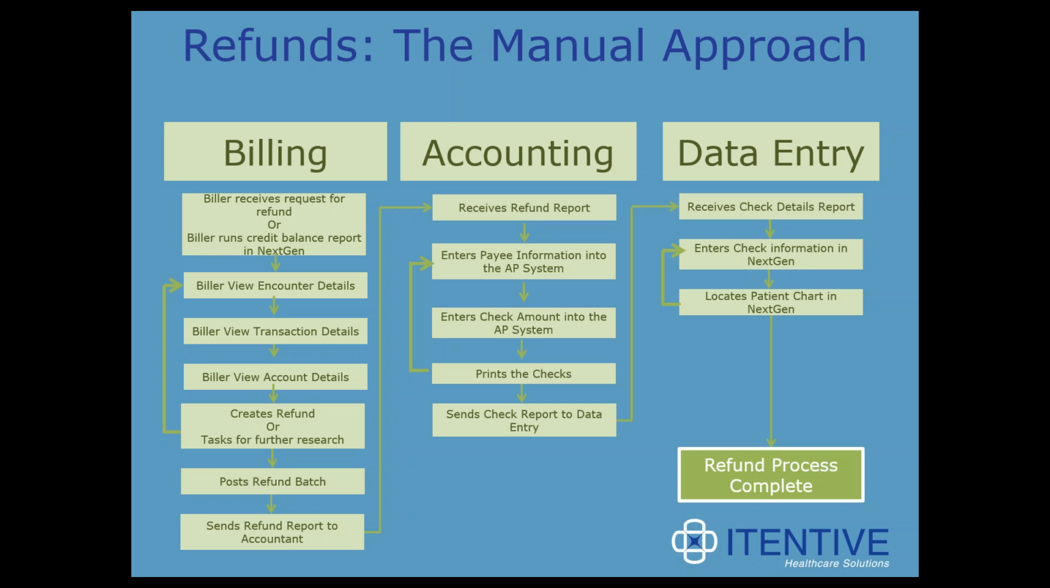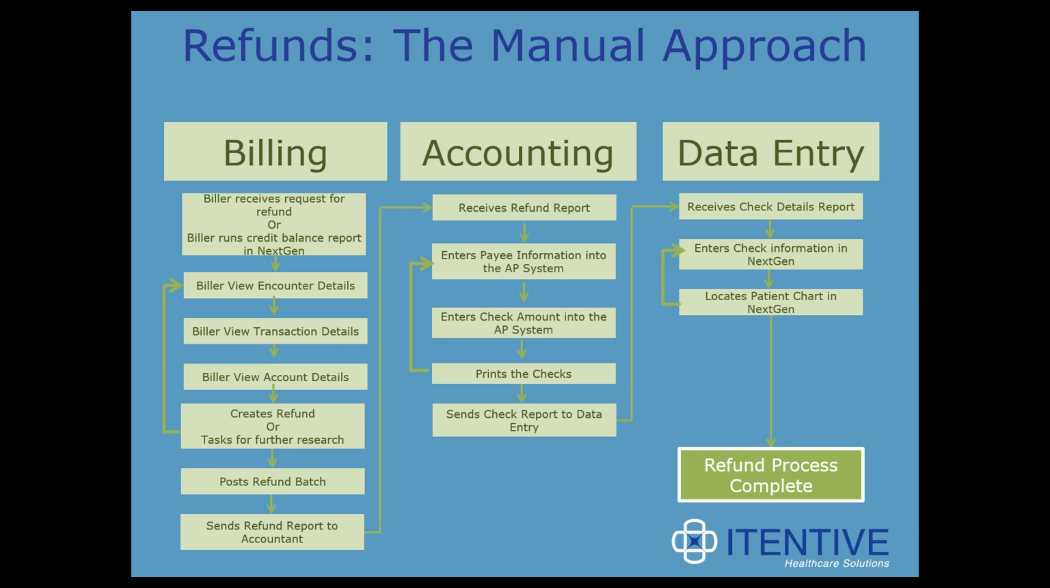Once you get through that process, and it can be an intensive process, because if you have 200 credit balances that you're going to process on that report, you're going to go through a series of 4 steps for each of those credit balances. So you're going to go through 800 steps basically to get through that report. So that takes a lot of time.